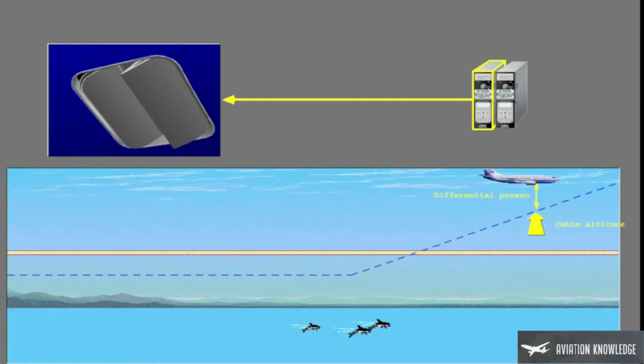But if the differential pressure is at the maximum, the cabin altitude changes to keep the differential pressure at the correct limit.